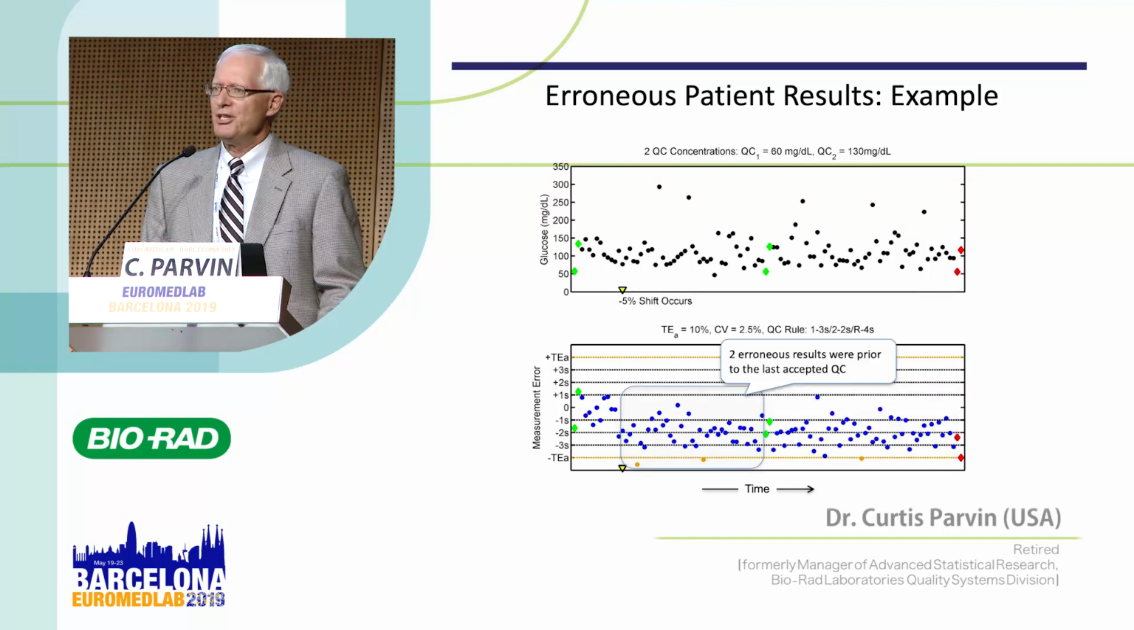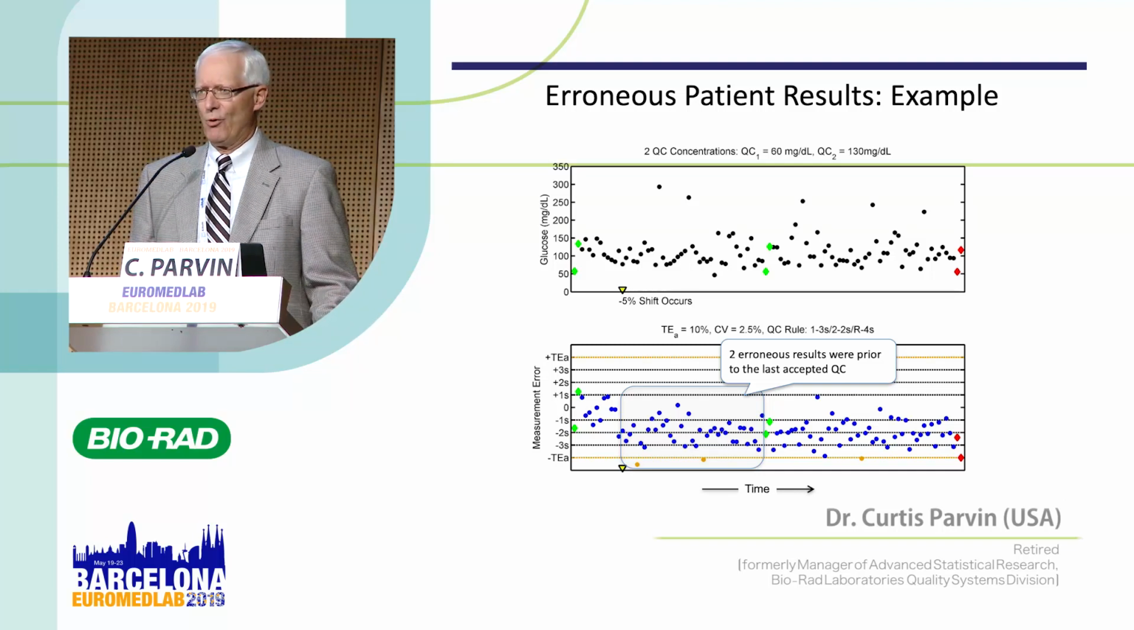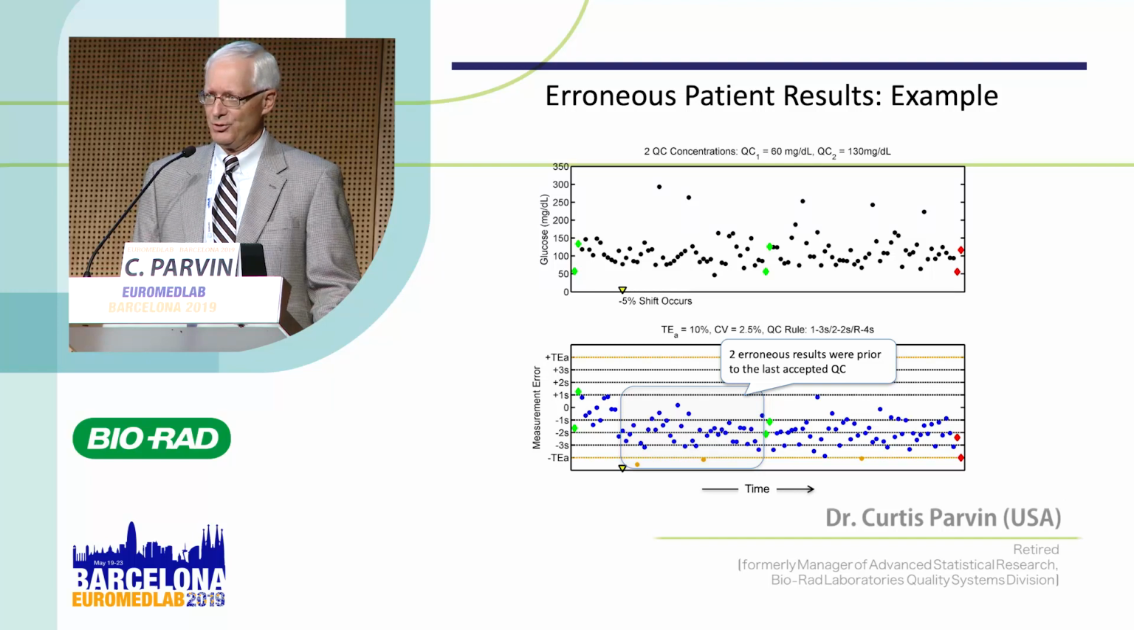The distinction here is that I'm going to make the assumption that if it was an erroneous result that was reported prior to the last accepted QC event, it's a final result that creates a hazardous situation for the patient. But if it was an erroneous result that had been reported since the last accepted QC event, I'm going to assume that result was either never reported or that the laboratory has the ability to identify those results and correct them before they're acted upon inappropriately. So I'll refer to those as correctable results.